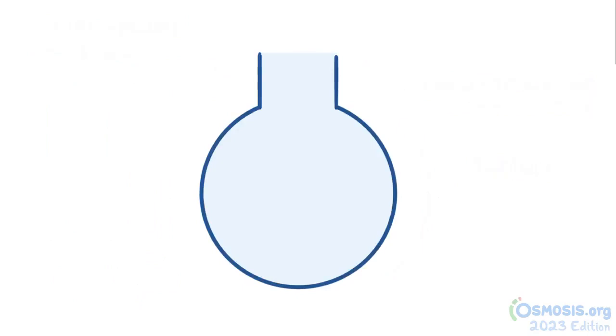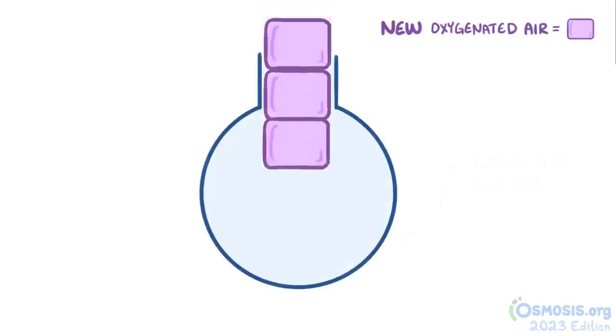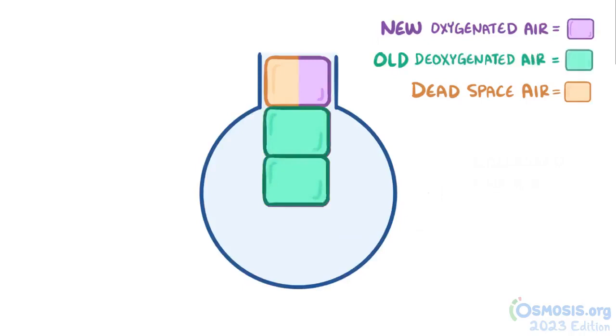Okay, so let's rewind way back to when an infant is born. At this point, there's no air inside the lungs, so the alveolar air sacs are completely collapsed. As the baby takes in its first breath, new oxygenated air, shown in purple, rushes in through the respiratory tree and inflates the alveoli. But about a third of that air is left in the anatomic dead space, shown in orange. But we'll keep it half purple to show that this is still oxygenated air. Those purple blocks then participate in gas exchange, converting them to old deoxygenated air, shown in green.